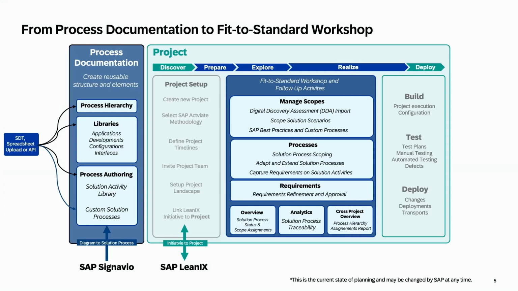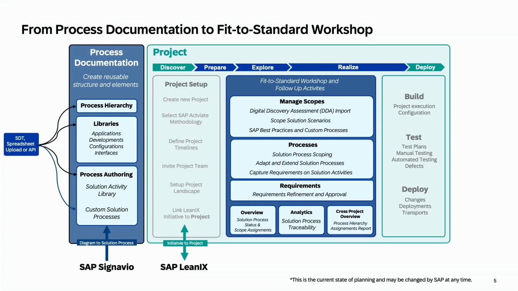And then as a next step, you start your implementation project. So you create the project, and there you can conduct the fit to standard workshop. You start by importing the digital discovery assessment results, the DDA results for S/4HANA Public Cloud and S/4HANA Private Cloud into the tool, but this will also be extended for other lines of business in the future. As a next thing, you go into scoping. So you create your project scopes by branch, by line of business, by department. So Cloud ALM is really flexible here.